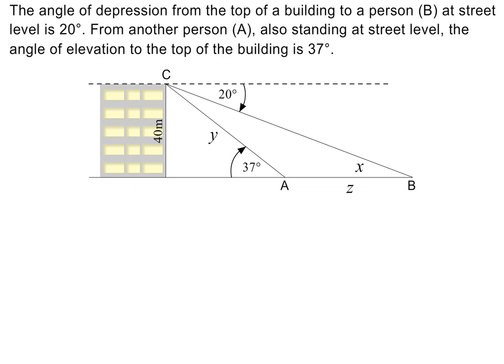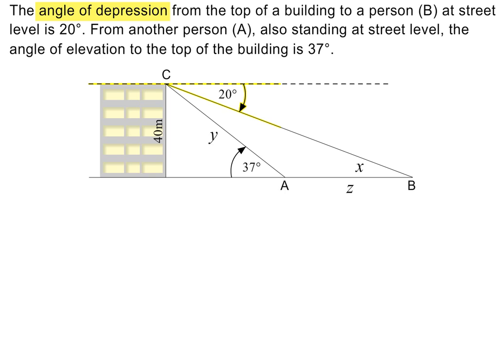In this lesson, we are going to learn how to use trigonometry to solve two-dimensional problems. Here is the first problem. The angle of depression from the top of a building to a person B at street level is 20 degrees. From another person A, also standing at street level, the angle of elevation to the top of the building is 37 degrees.